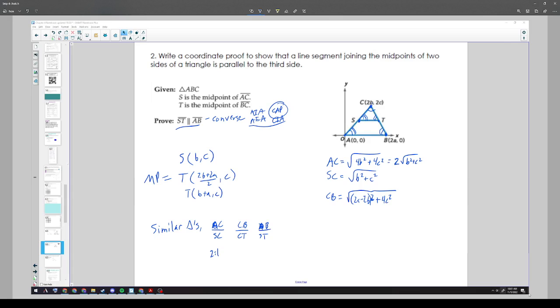And then the other one, CT, is going to be the square root of, so T, I'm going to put the coordinates here, was b plus a comma c. So my x distance is 2b minus b plus a, so I distribute that to get minus b minus a squared, plus 2c minus c squared is just 1c squared. Okay, so let's see what we end up with if we simplify here.